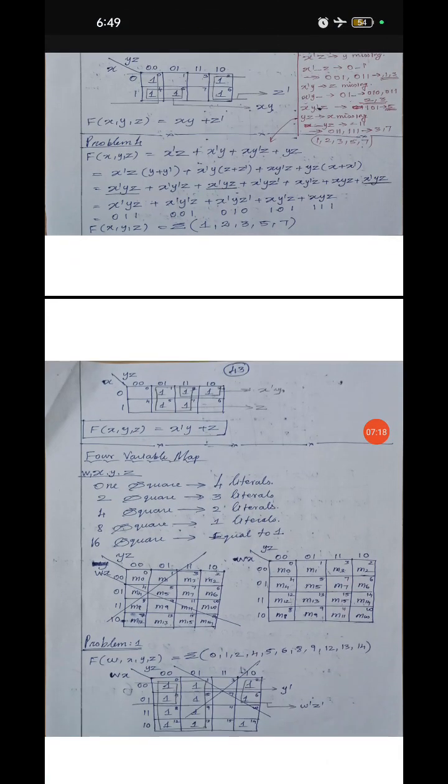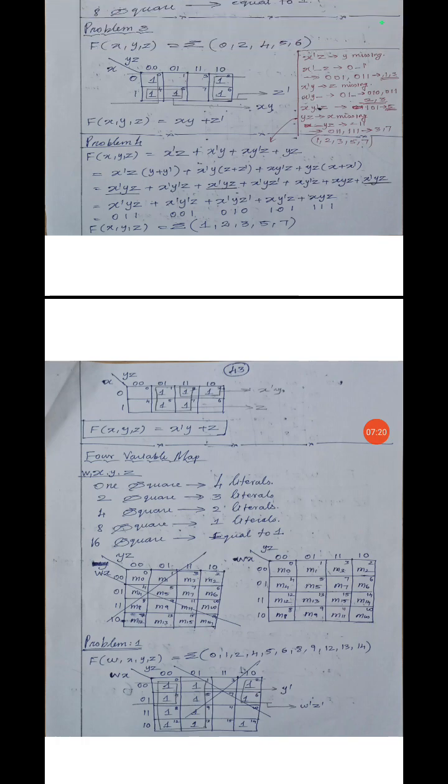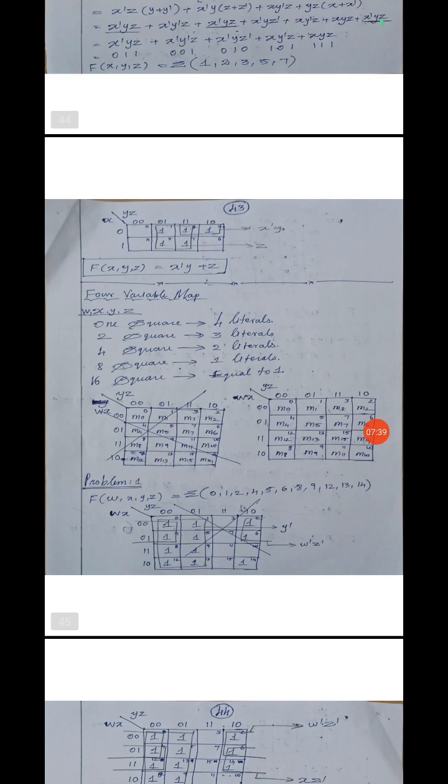Then problem 4c. Here it is a 4 variable function but each term has 2 variables. So you have to convert the 2 variable terms into 4 variable terms by multiplying by y plus y dash, or x plus x dash, or z plus z dash. Then after that you have to find the min terms. Then after finding the min terms you have to use the K map to find the reduced equation.